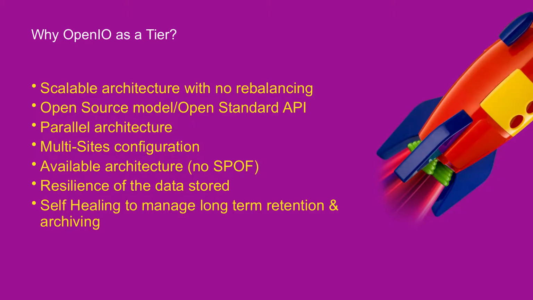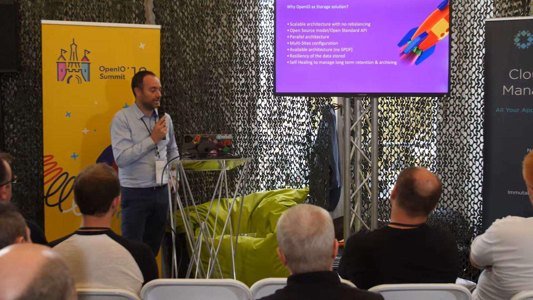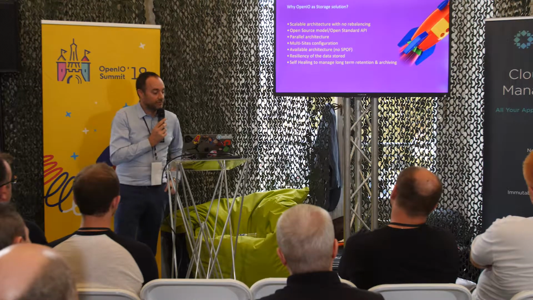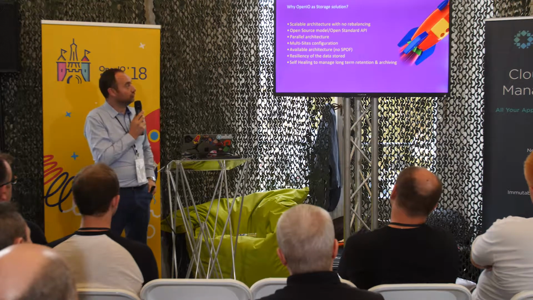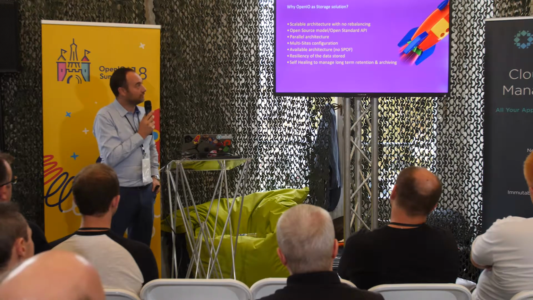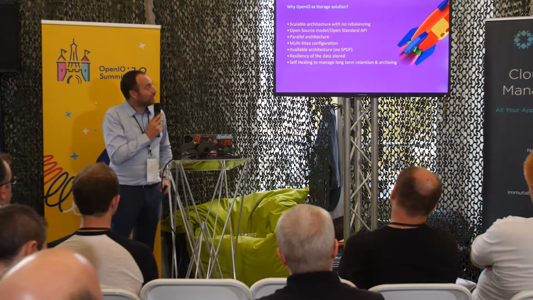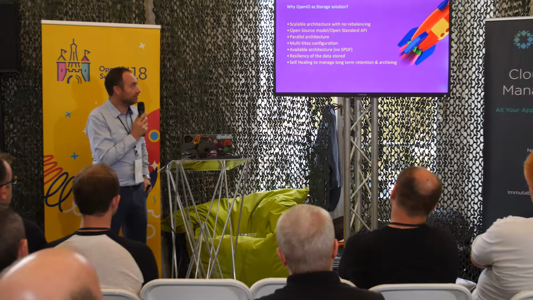So, with OpenIO, we provide long-term retention and archiving. We provide a scalable architecture. We don't need to rebalance the data when you scale your architecture for capacity and performance. We are open source, so you are using open standard APIs. It's the best way to use our solution and to migrate if you need to, from private cloud to public cloud, or from public cloud to public cloud. We provide a parallel architecture, and this parallel architecture provides performance and availability.